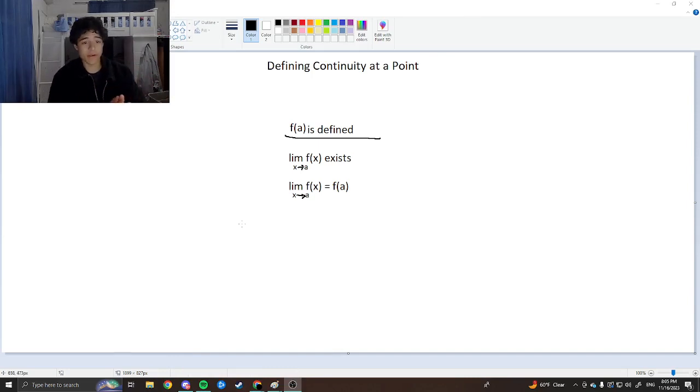The limit f approaching a exists. That just means that from the left and the right side, if you look at every point, they agree, right? In a function, the limit of every single point needs to exist for a function to be continuous.